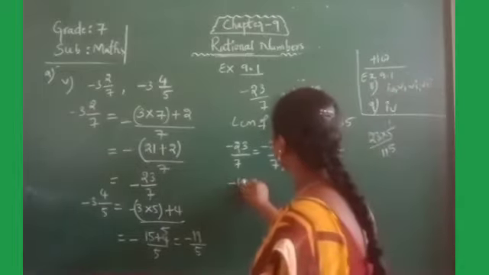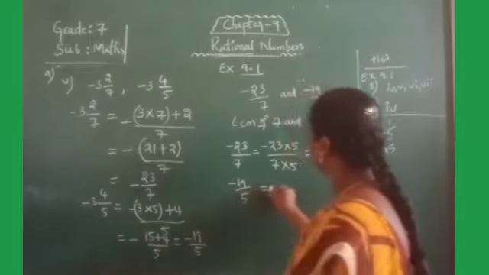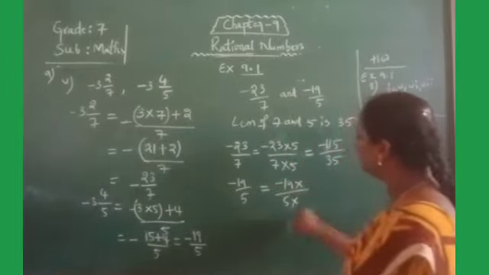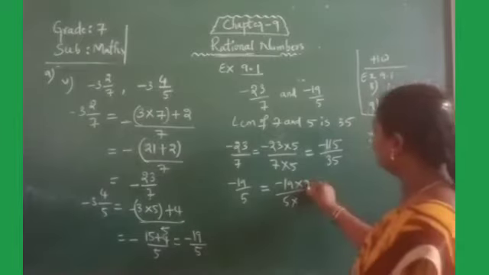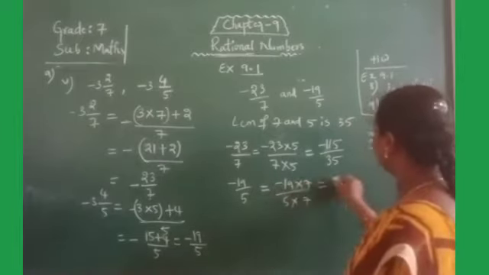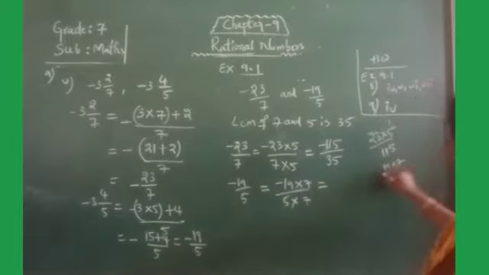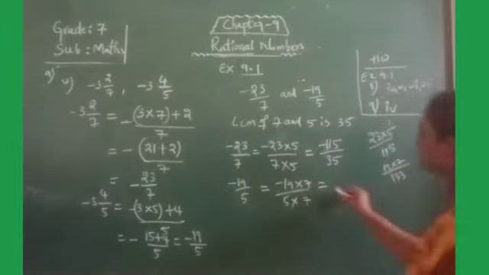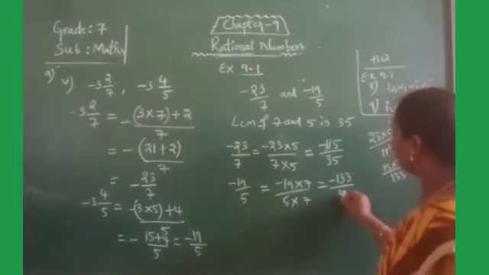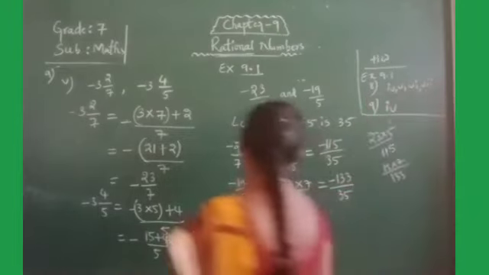Next, minus 19 by 5. So minus 19 by 5, multiply the numerator and denominator by 7. Okay, so 19 sevens, 19 into 7, how much? 133. So minus 133 by 35.